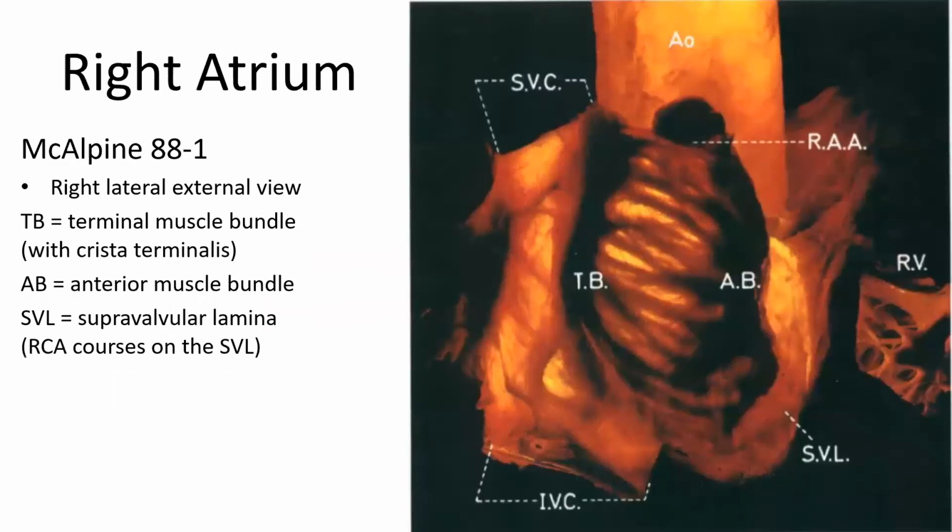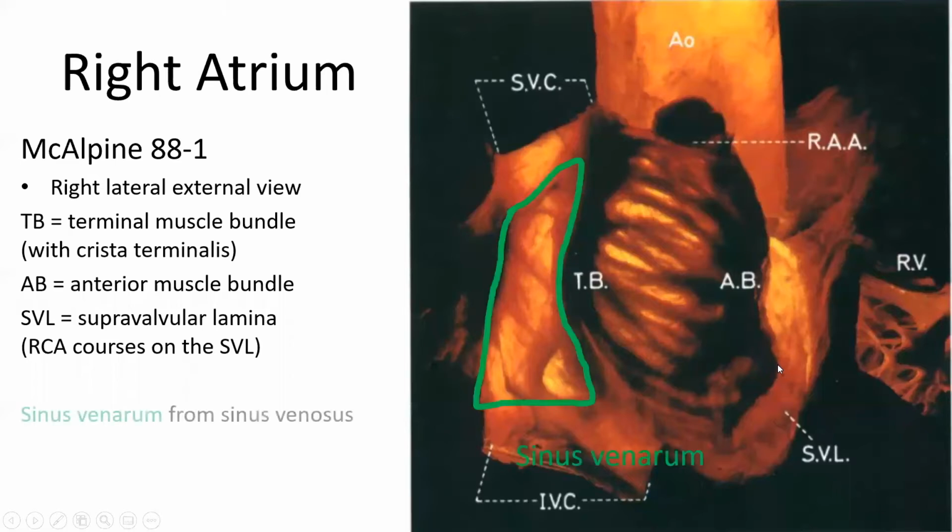The first slide here is of the external view of the right atrium. In the middle, we can see the pectinate muscle bounded by the terminal bundle and the anterior muscle bundle. Adjacent to that, we see this smooth supravalvular lamina, which will come up in future slides. In the posterior of the right atrium, we see this smooth sinus venarum that comes from the sinus venosus.